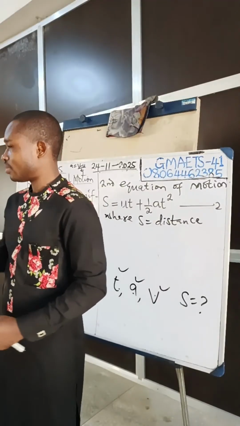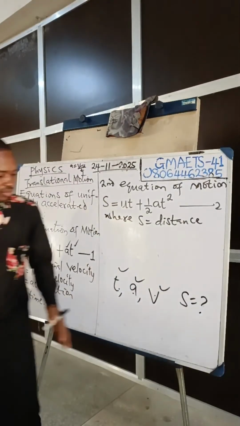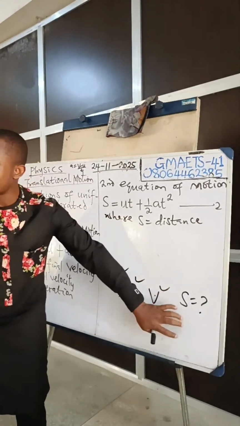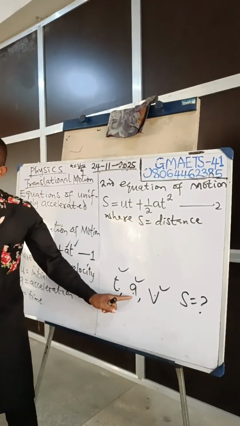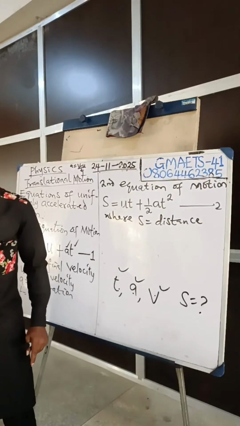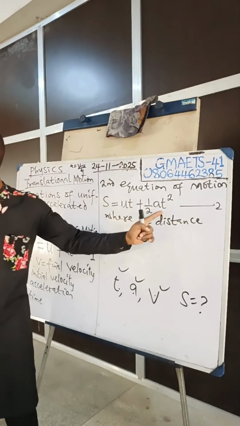Please, let's go back to what we are dealing with. I said the question is given to you. You are asked to find what? Distance. But in that question, you are given time, acceleration, and final velocity. To calculate distance, normally using the equation of motion, this is what you need. Are you getting me right?